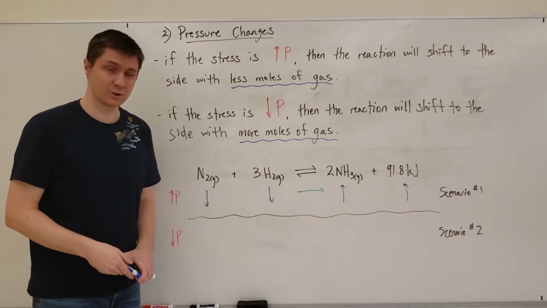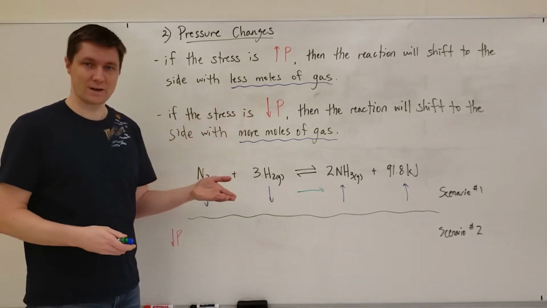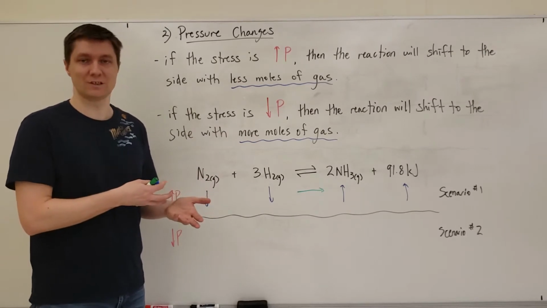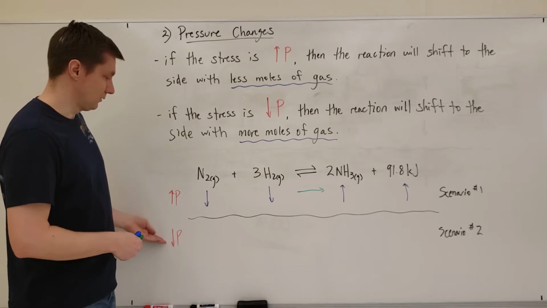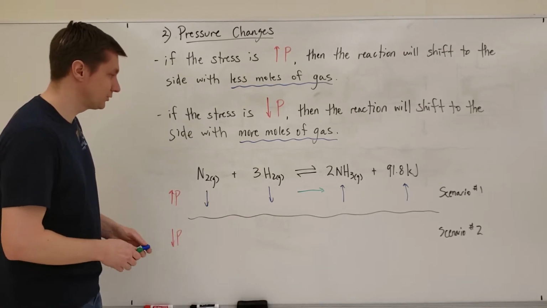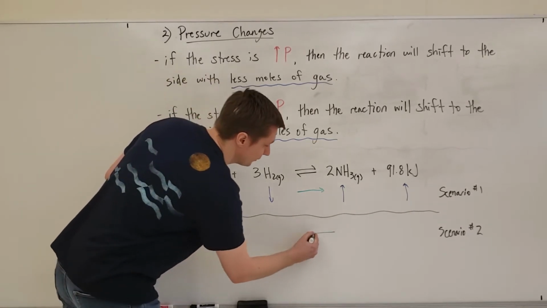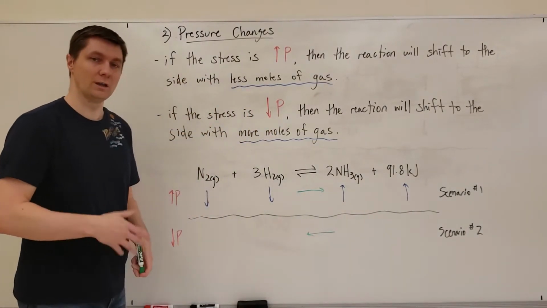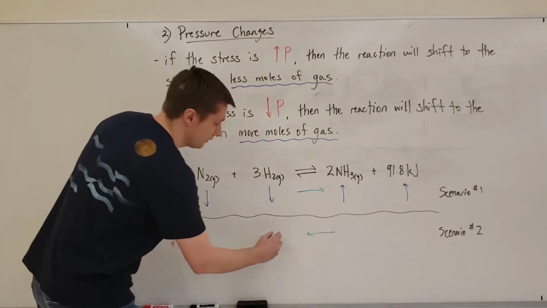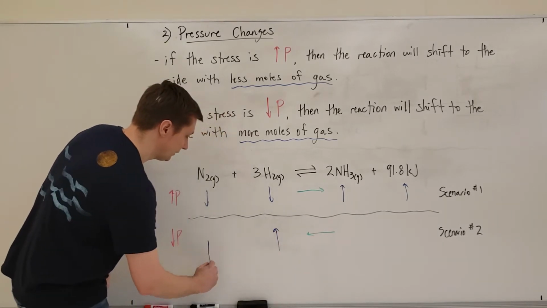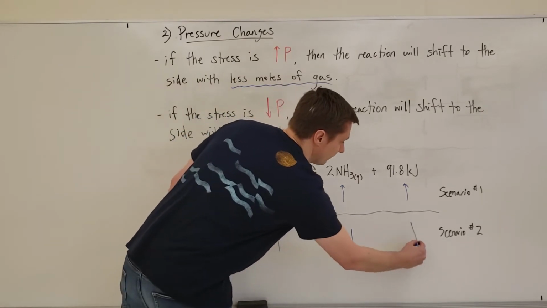For a decrease in pressure, you can imagine the opposite is true. If I decrease the pressure of a reaction that's at equilibrium, it's going to shift to the side with more moles of gas. So here's scenario number 2, a decrease in pressure. Obviously this side has more moles of gas, it's got 4 moles. And so this is going to run in the reverse direction a lot more than it would in the forward. Then these concentrations would increase, and these ones would go down.